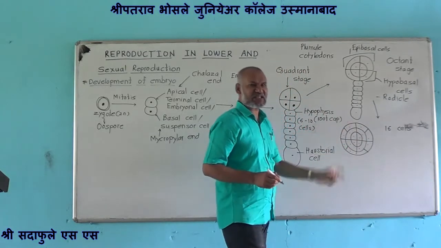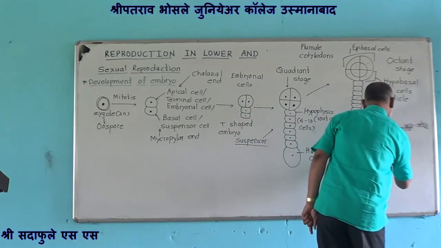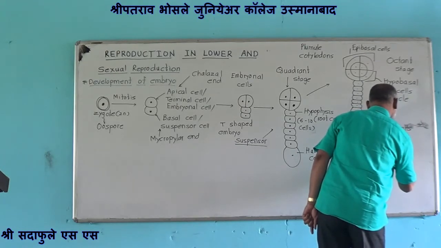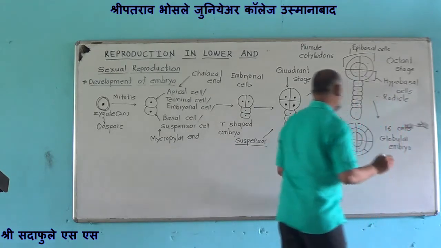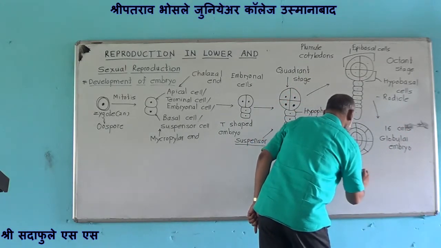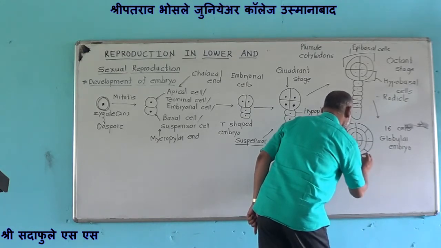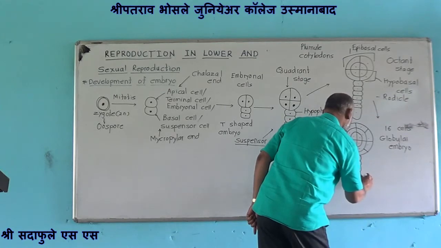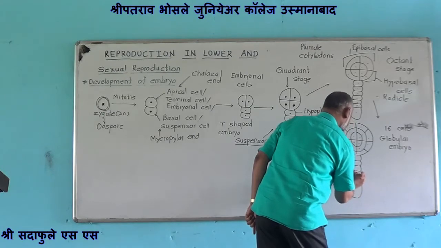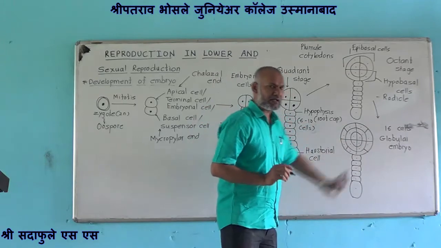This 16 celled embryo is termed the globular embryo. It is termed globular embryo, and the other parts are similar. That is, there is presence of suspensor like this with hypophysis and haustorial cell. Okay, it is a globular embryo.